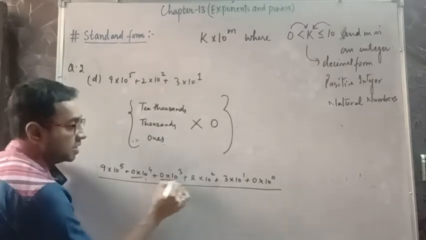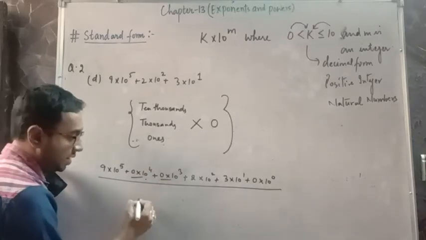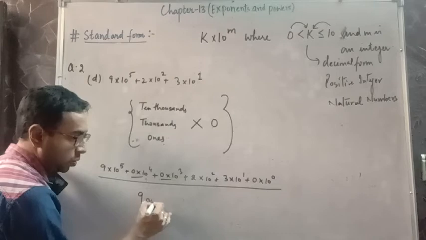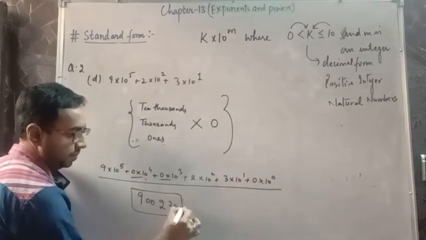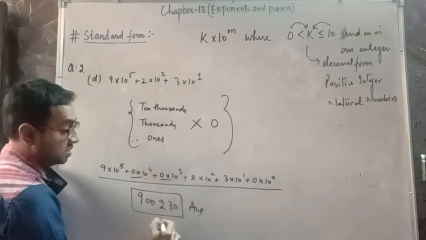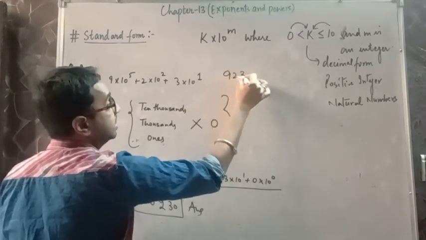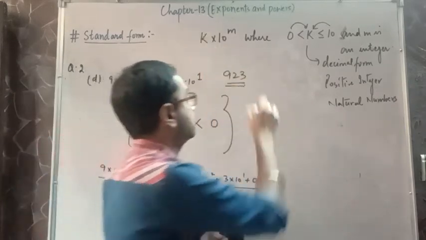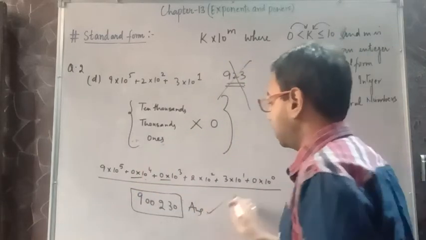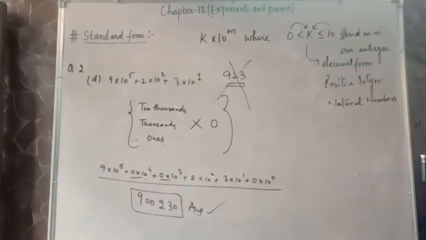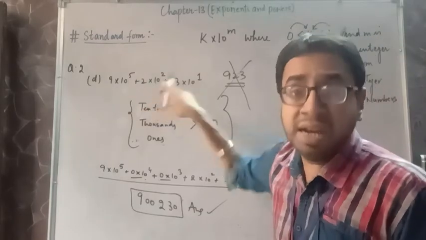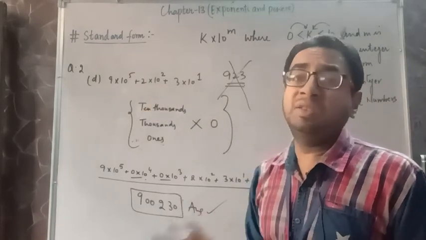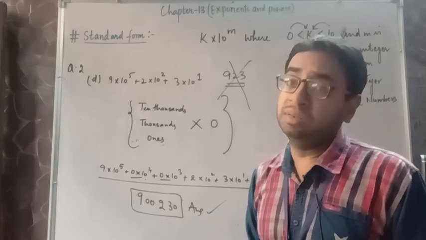But since these are missing, their digits are 0. Hence, what is the answer? 9, 0, 0, 2, 3, 0 is the answer. Hence, the answer is this, not this. Are we clear? This is not the right answer; this is the right answer. Clear? Anyone with a doubt? If any place value is missing, it means that particular place value is multiplied with 0 as a digit.